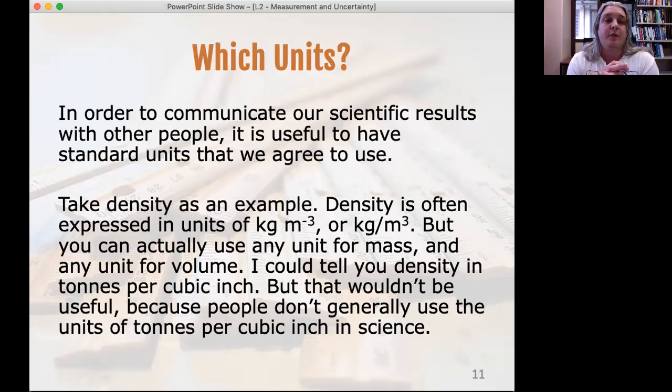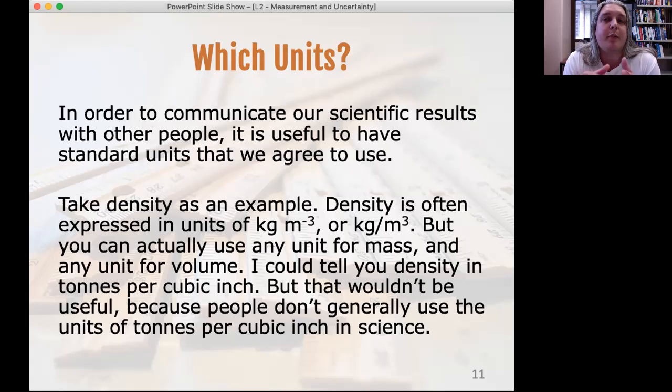Which units do we use? In order to communicate scientific results with other people, we want to tell them our results in some unit that they're going to understand. I could go and tell you how many cars my elephant weighs, right? I don't have an elephant. If I did, I could weigh it. I could compare it to my car and see how many cars my elephant weighs, or vice versa. But that's not useful for anyone else because they don't have access to the mass of my car or my elephant to compare them.